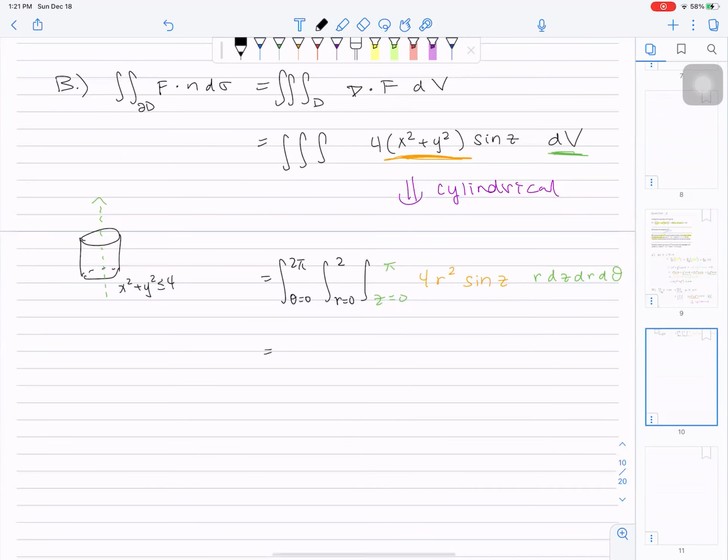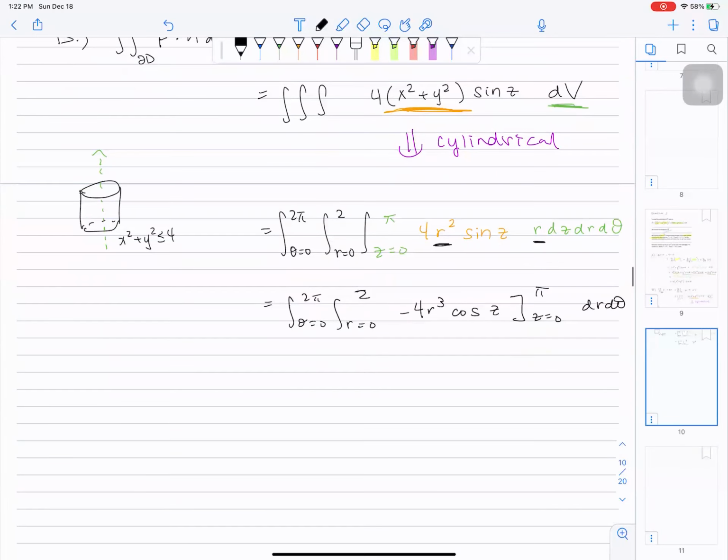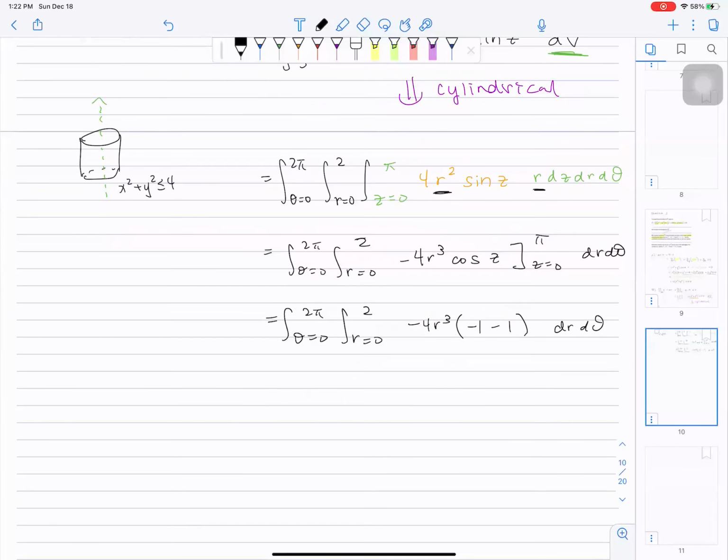Okay, if I did this integration, I will do one part. Let's take the integral with respect to z. We get 4r cubed, since this is an r squared times r. And the integral of sine z is negative cosine z, from z equals 0 to pi, with d r d theta. So I have this integral. Cosine of pi is negative 1, cosine of 0 is 1, so I have negative 4r cubed times negative 2, with d r d theta. I could keep continuing this, and I get 64 pi.